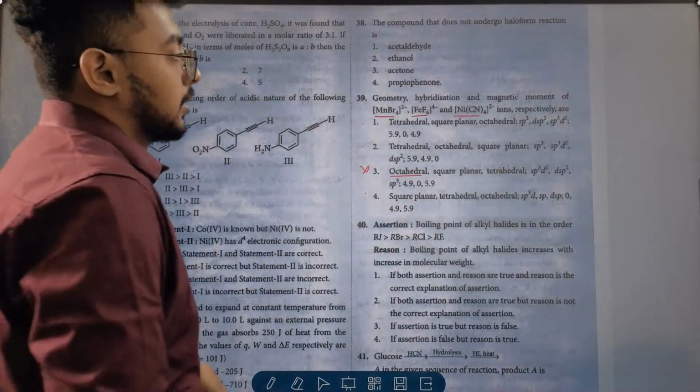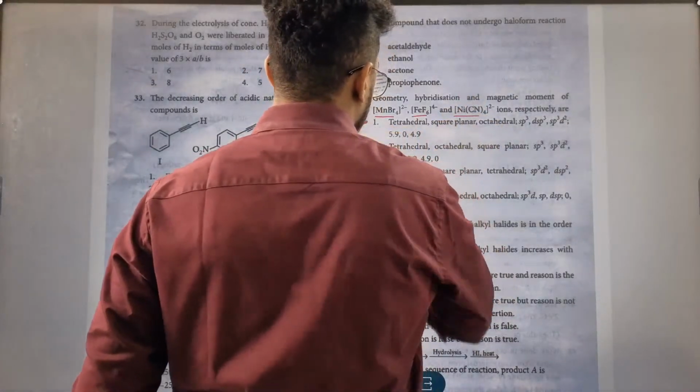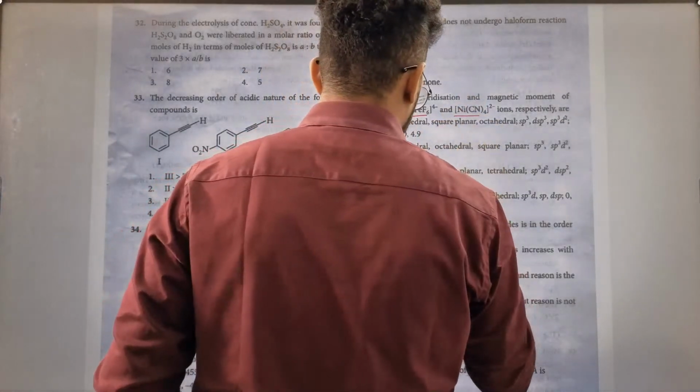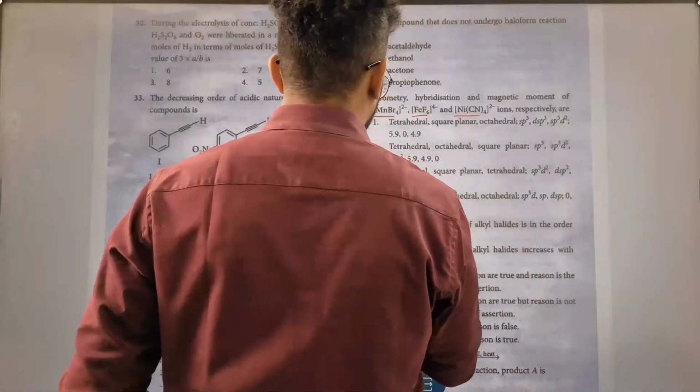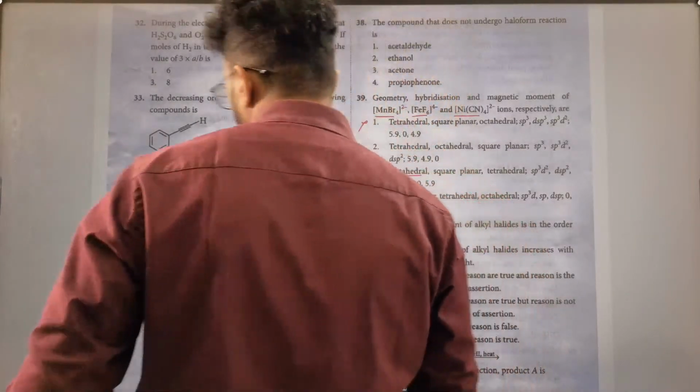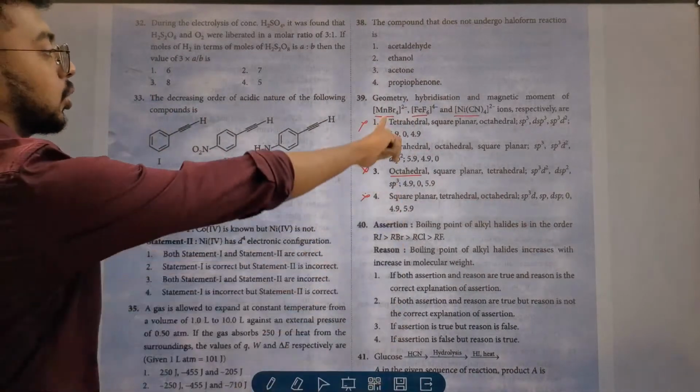So again, FeF6 should be octahedral. So this should not be the answer, and this should not be the answer. The option is actually 2, but we'll discuss how we'll get the 2. Okay. So MnBr4 is option 2.